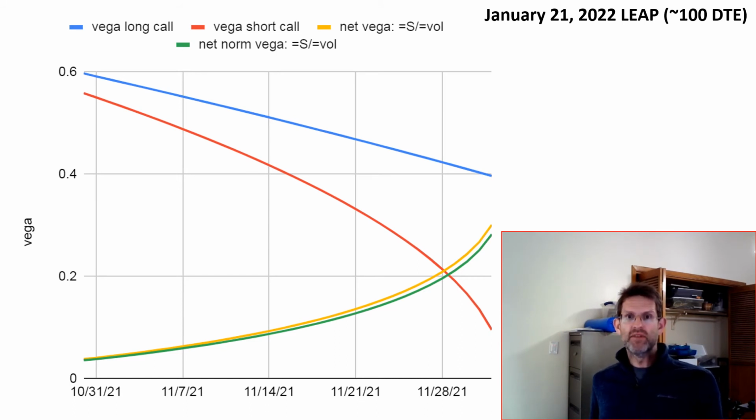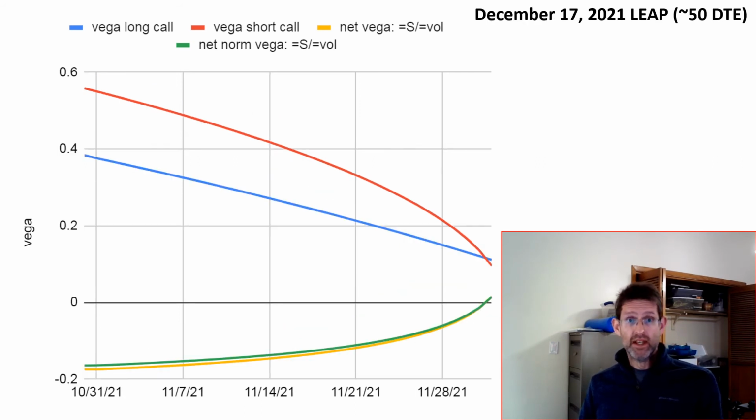Recall that vega is the derivative of the Black-Scholes option price with respect to the implied volatility. So what does this mean? Positive vega means that an option or a multi-option position is going to increase in value when IV increases. Negative vega means that the position is going to decrease in value as IV increases. For the 100-day expiration leap case, notice that vega is positive and increasing, meaning that we're hoping that IV is going to go up.